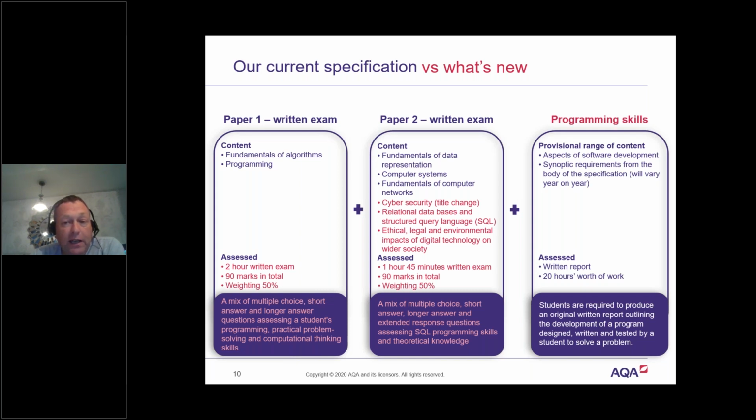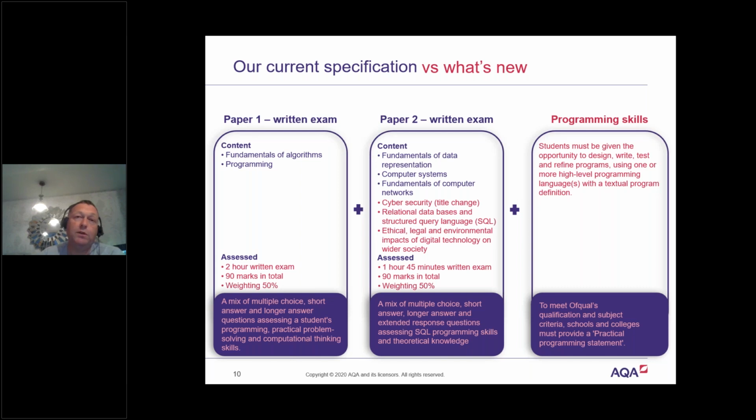You're probably aware that the NEA, or the programming project, has been removed or will be removed from summer 2022, but it will be replaced by programming skills. And students must still be given the opportunity to design, write, test and refine programs as part of their course of study. So clearly what we don't want, or what we're not going to request, is samples of students' work, because they are going to be assessed in paper one anyway.